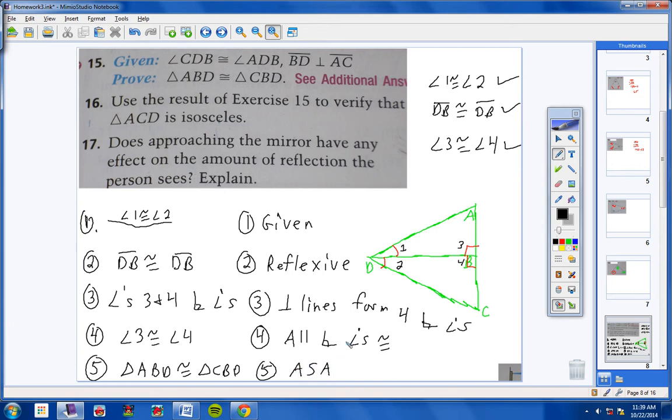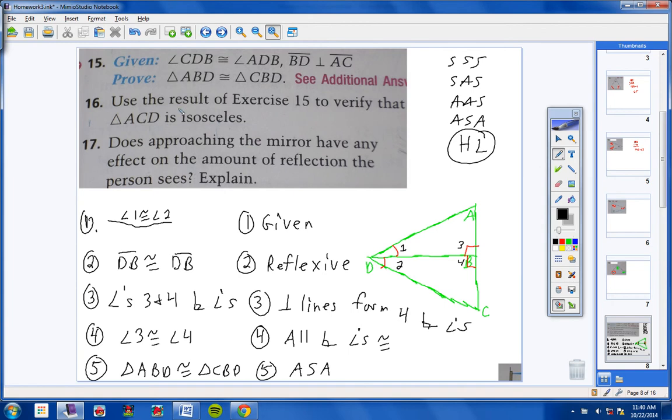Don't forget the 5 ways we've learned to prove that triangles are congruent, okay? Here they are. Side, side, side. Side, angle, side. Angle, angle, side. Angle, side, angle. Then a new one we recently learned is hypotenuse, leg, okay? Hypotenuse, leg. And this one here only works on right triangles. Okay, so there's the proof. Not too difficult, okay? All right, let's continue on to number 16.